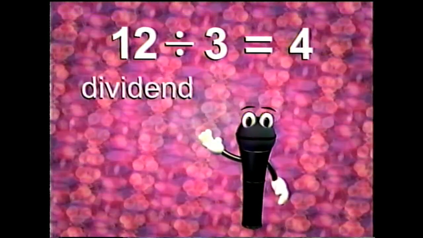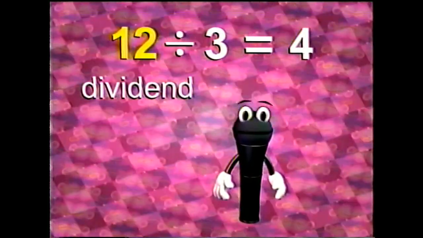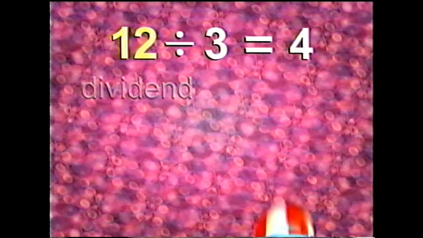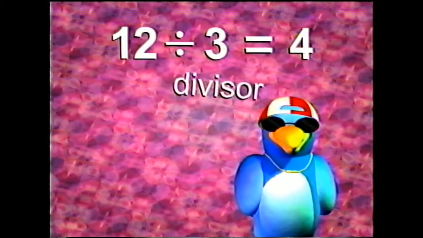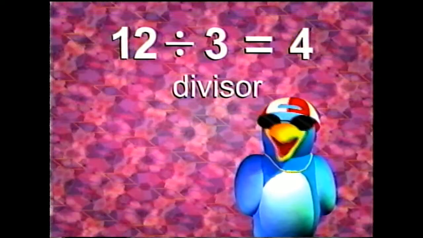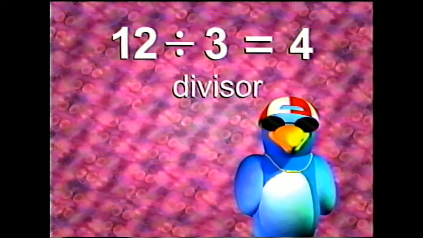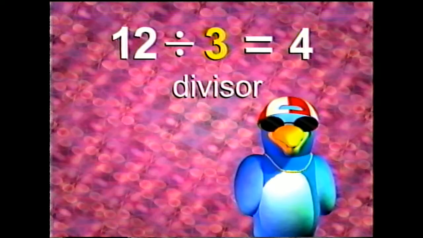The parts of a division problem have special names. The number you are dividing is called the dividend. In this example, 12 is the dividend. The number you are dividing by is called the divisor. So in this example, the divisor would be, yeah, it would be 3.